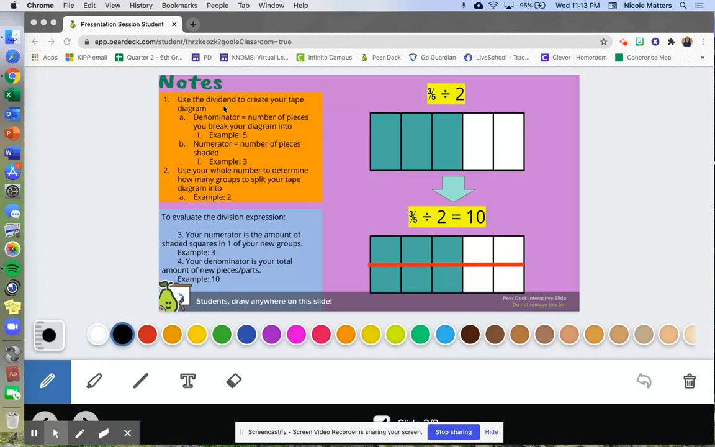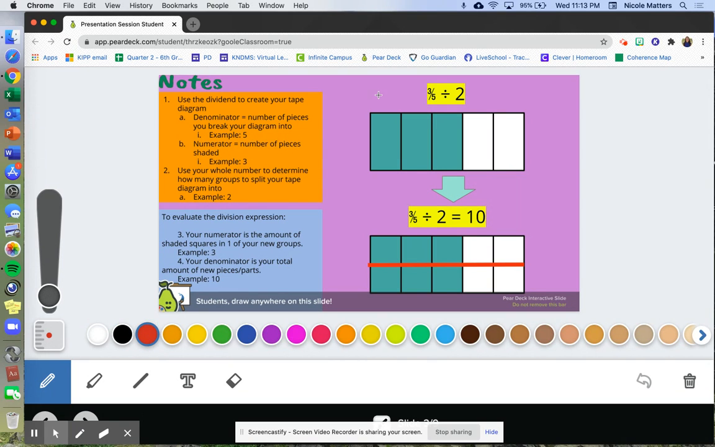We will first use the dividend to create your tape diagram. Remember, the dividend, let's put it in blue. The dividend is the first number. Remember, it's your total in the fraction expression. And the way you do that is your denominator tells you the number of pieces that you break the tape diagram into. For example, with 3/5, I have 1, 2, 3, 4, 5 pieces. And then my numerator tells me how many are shaded.